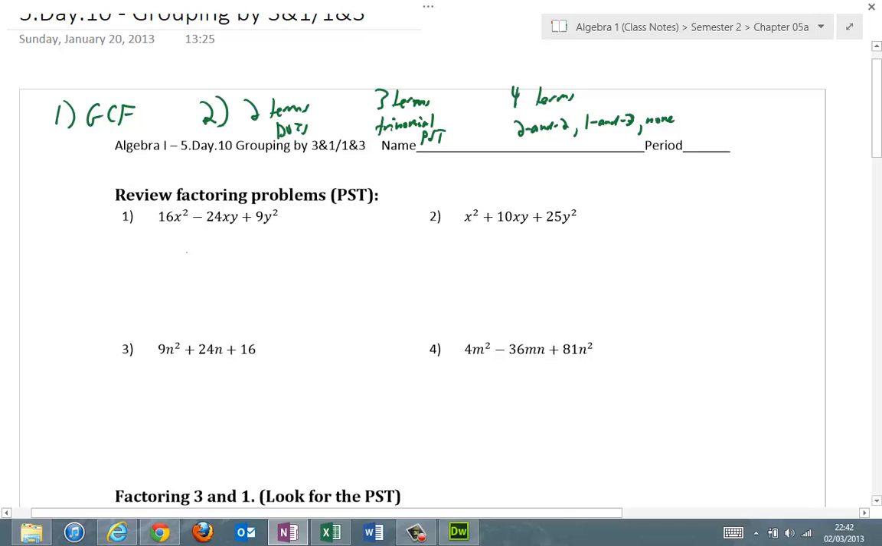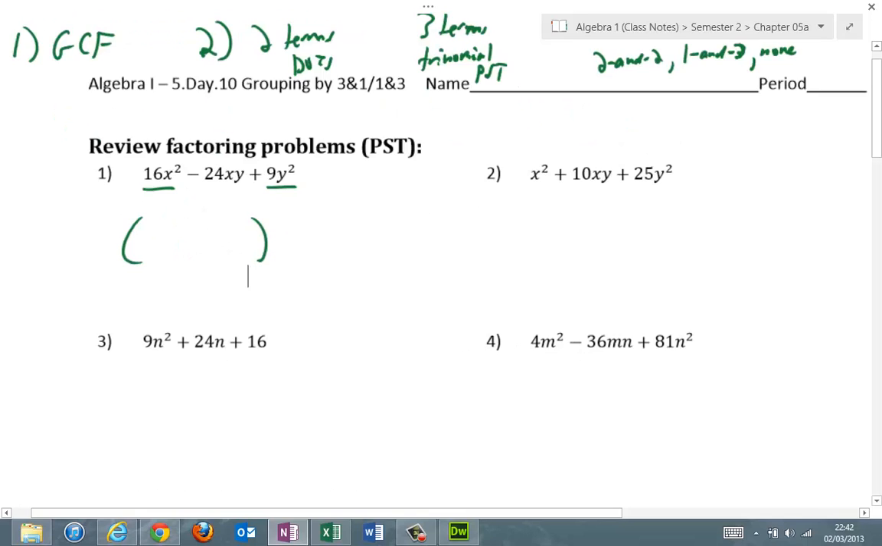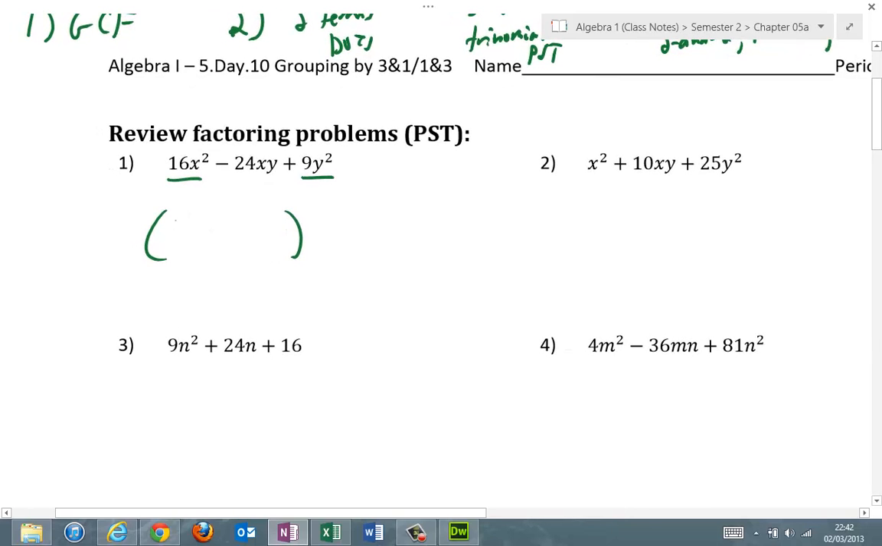In review, a perfect square trinomial is identifiable because the first and the last term are perfect squares, and the middle one is double the product of the square roots of both. So when I do a perfect square, we look to say, what is the square root of 16x squared? That would be 4x. 9y squared comes from 3y. This is a minus sign in front of the 24, and 3y times 4x times 2 is 24xy. So we're pretty sure that we can put a square up here and express that as a square.